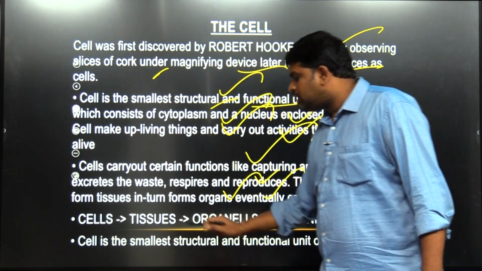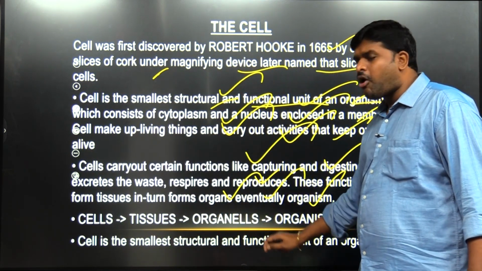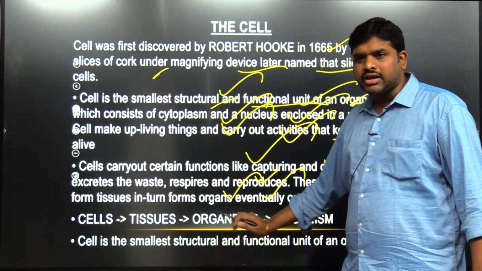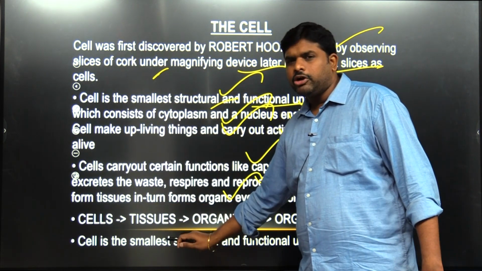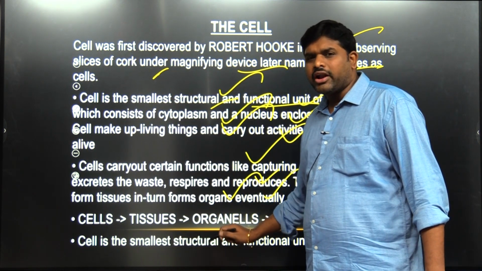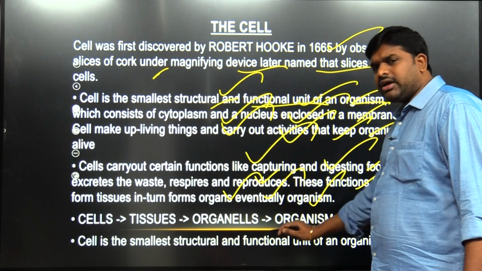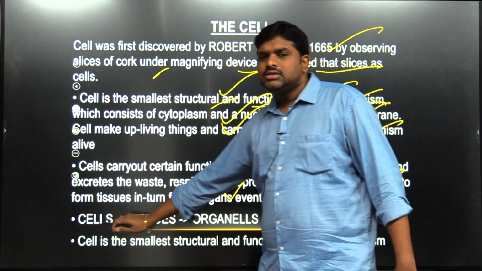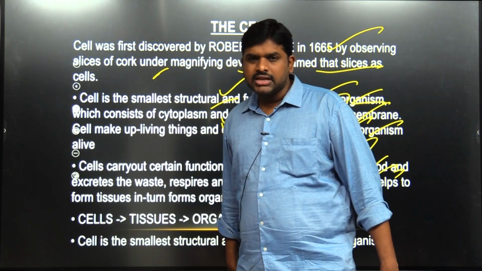Cells combine to form tissues, tissues combine to form an organ, singular, organs combine to form organ systems, and these combine to form an organism. So, what is the building block? The cell is the building block of an organism.